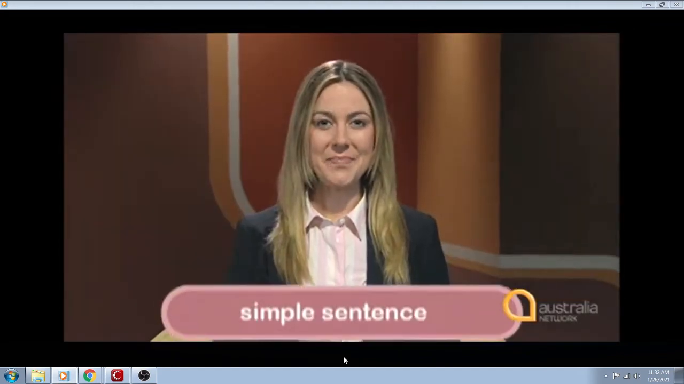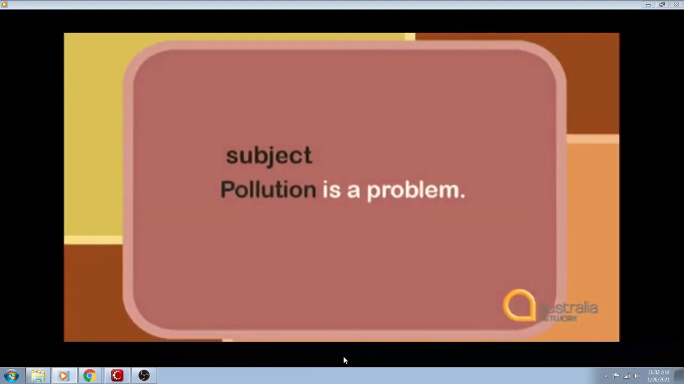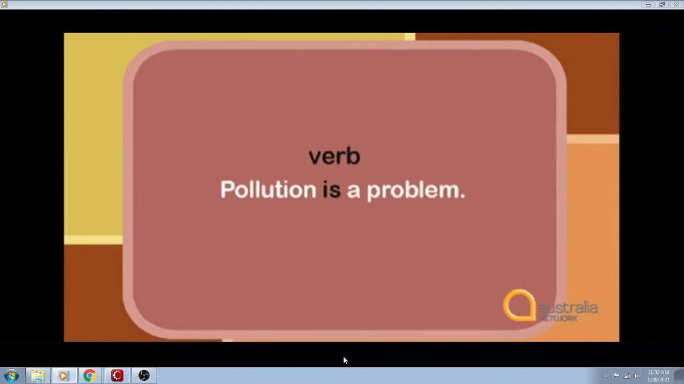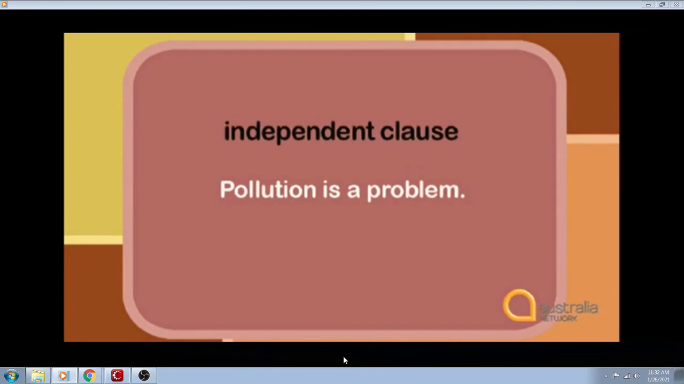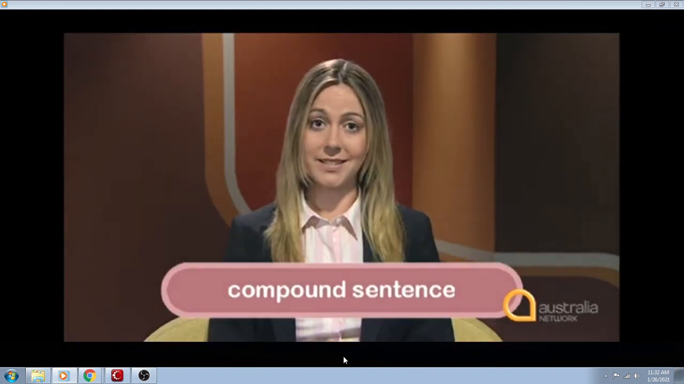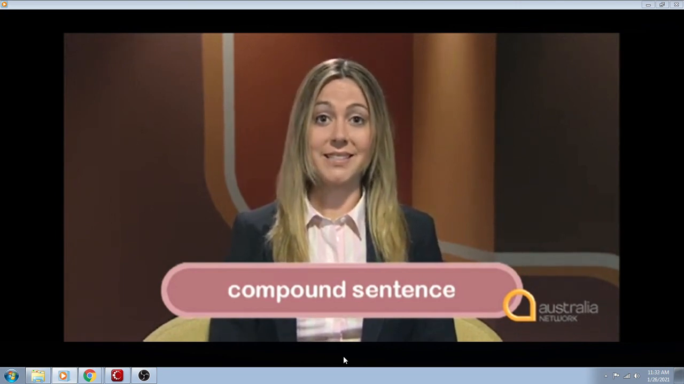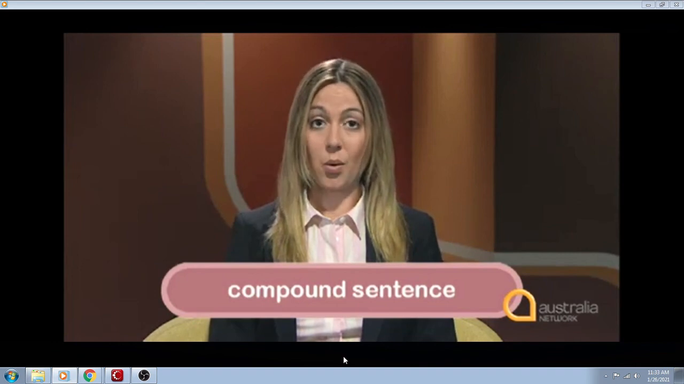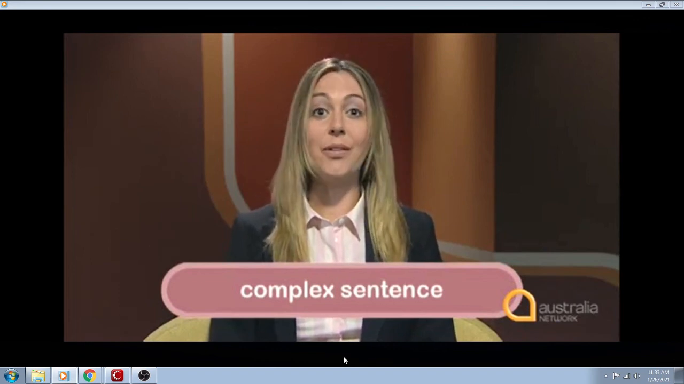So let's recap. A simple sentence is basically a subject, pollution, a verb, is, and an object, a problem. It's also called an independent clause. A compound sentence is two independent clauses joined by a conjunction such as and, but, or so. A complex sentence is a combination of a dependent clause or clauses with an independent clause. It's a good way to express some of your ideas in an essay.